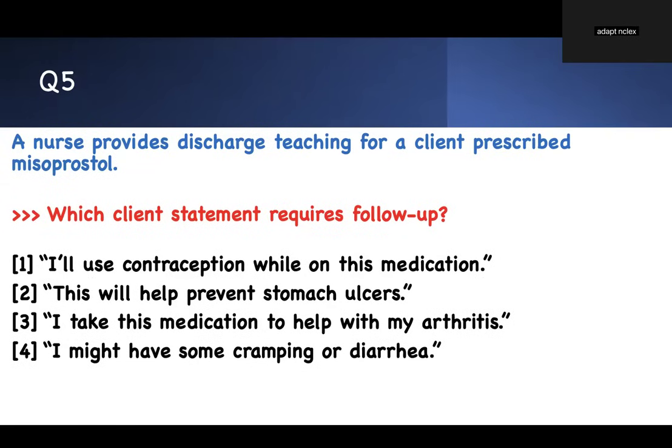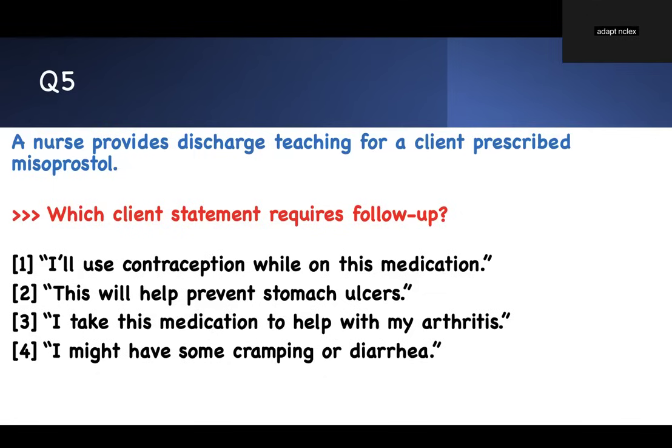Which client statement requires follow-up? Let's provide teaching for a client prescribed what? Misoprostol. This is not a medication that you take often. It's teratogenic, but we give it to patients to prevent NSAID-induced ulcers. If you take NSAIDs and you're going to develop ulcers, we'll give you Misoprostol to protect the inner lining of your stomach. We use it for people who have osteoarthritis who can take NSAIDs for a long time. It can lead to what? Ulcers. So these medications are used for that.